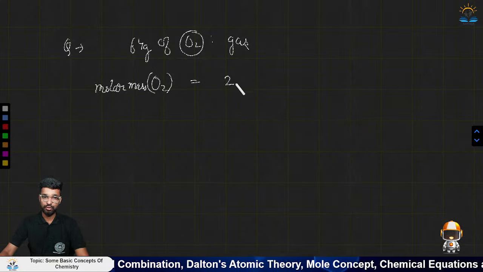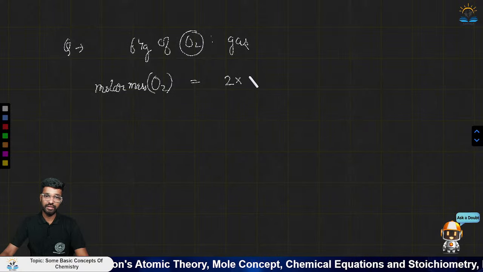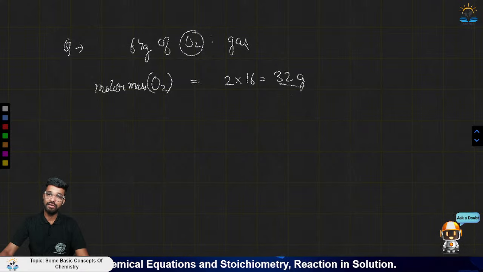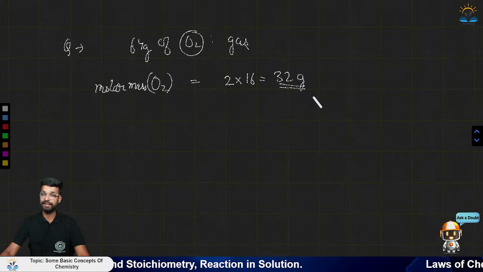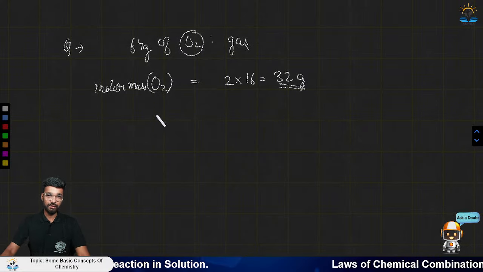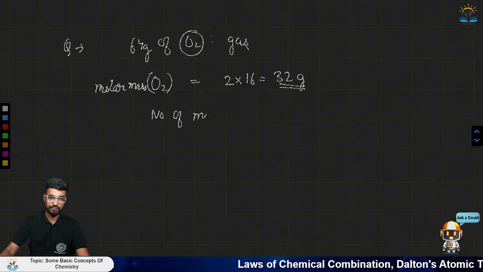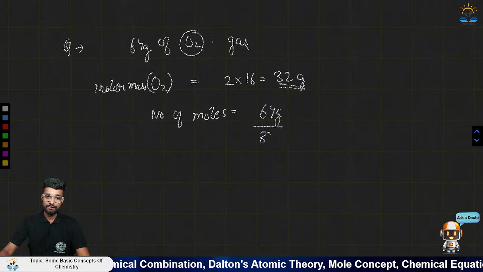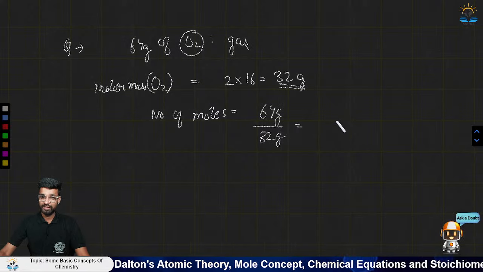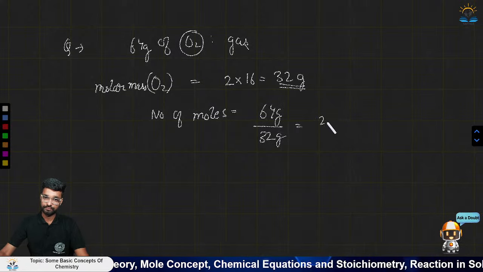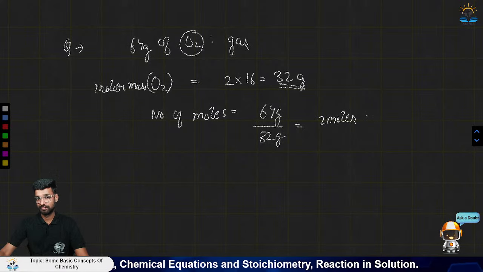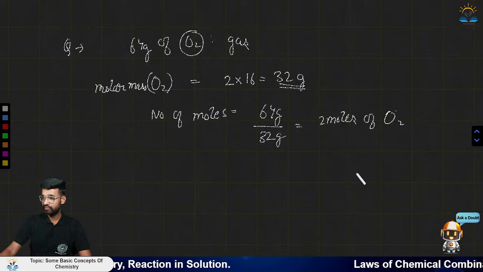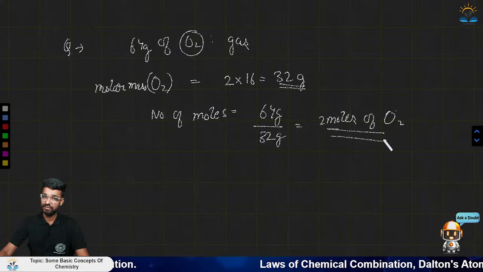2 oxygen atoms are present. So 2 multiplied by the atomic mass of oxygen, which is 16, so it will be 32 gram. This has a unit of gram. You must always keep in mind that it has a unit of mass. Now the number of moles is equal to the given mass, 64 gram, divided by 32, that is 2 moles of oxygen present. In this way, you can calculate the number of moles easily for any given amount.